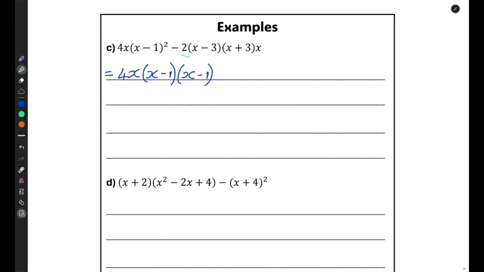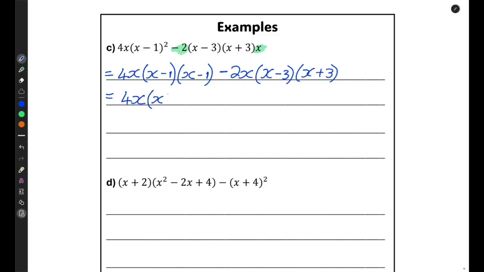Now with the next one, there's a minus 2 and there's an x on the outside. I am going to put them together and then I'm going to FOIL these brackets. But let me not do everything in one step so that I don't confuse you. Now I'm going to FOIL the brackets and only afterwards am I going to multiply in the 4x and the 2x. So the 4x stays there, and now I'm going to FOIL.